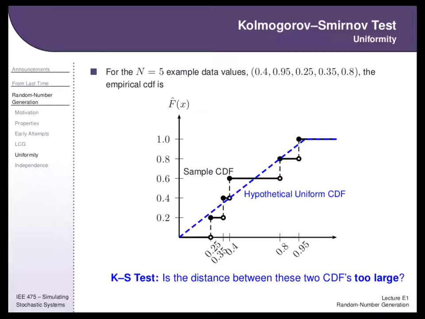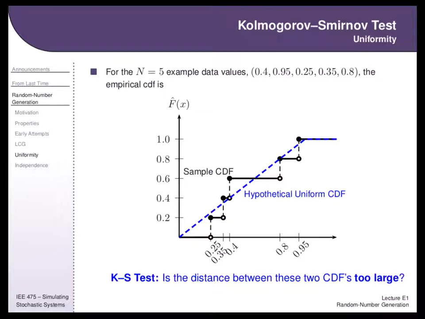So 0.25 was the lowest sample, so it shows up as the first sample, and then 1 divided by 5 gives me the 0.2. 0.35 was the next one in the ordering, so 2 divided by 5 gives me the 0.4, and so on. And here, the highest one, 0.95, shows up fifth in the ordering. Well, 5 divided by 5 is 1.0. This process of sorting your data and plotting them against their normalized rank is what we say is forming the empirical CDF. This gives us an estimation of the likely cumulative distribution function of the data.